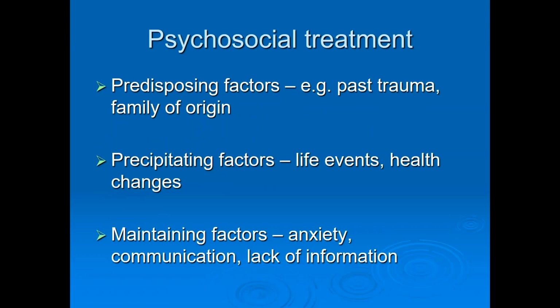So psychosocial treatments might be focusing on things like predisposing factors, so maybe resolving past trauma or early messaging about sex. That might be something which has led to or caused a sexual dysfunction later in life. And so it may be that the treatment requires going back and resolving some of those early difficulties. It might be that you're addressing the precipitating factors and the contextual things, or maintaining factors, things like anxiety, difficulties of communication in relationships, lack of information or awareness of our bodies. So in a psychological or sex therapy approach, we might be addressing any of these elements, or often all of these elements.